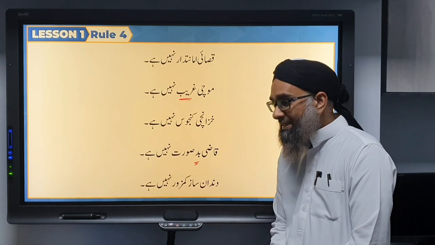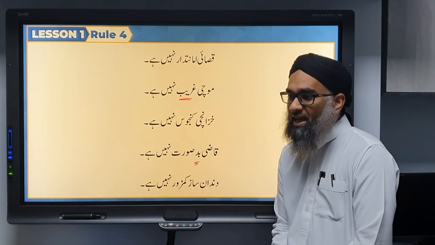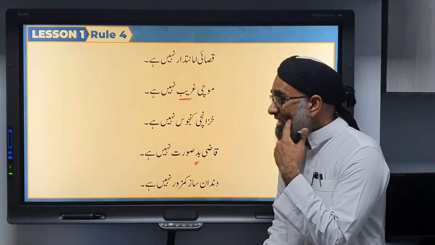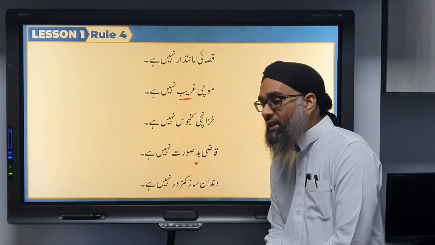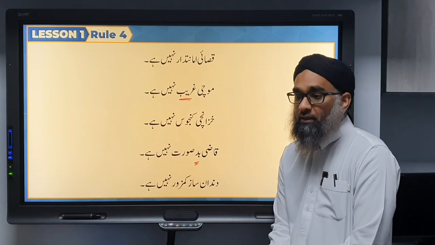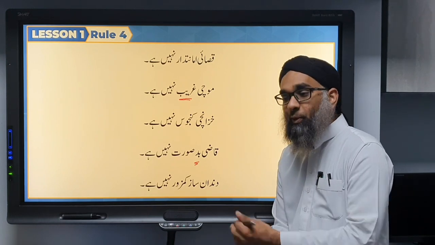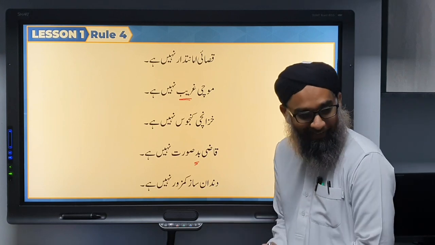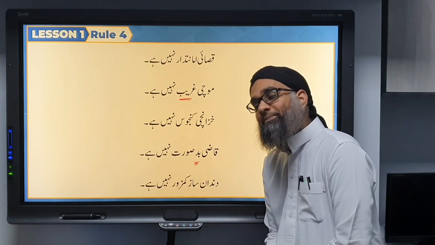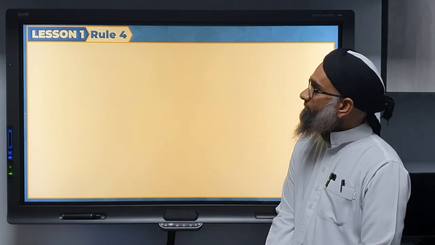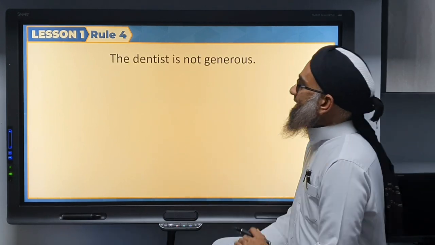Dandan saaz. Saaz means to do something. Dandan is teeth. So the dentist. Dandan saaz kamzor nahi hai. What does that mean? Because you have to pull your teeth out, so you have to be strong. The dentist is not weak. That's the other way around. The dentist is not generous.